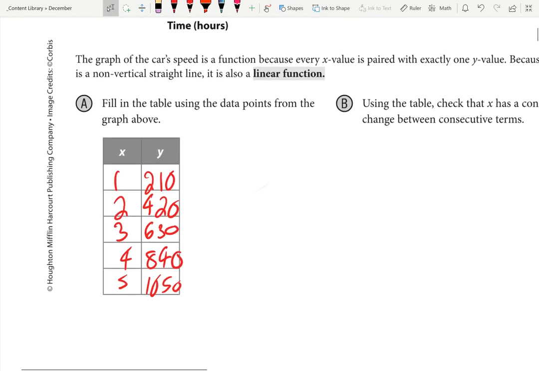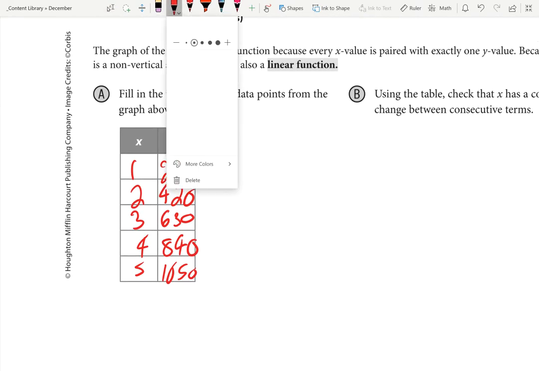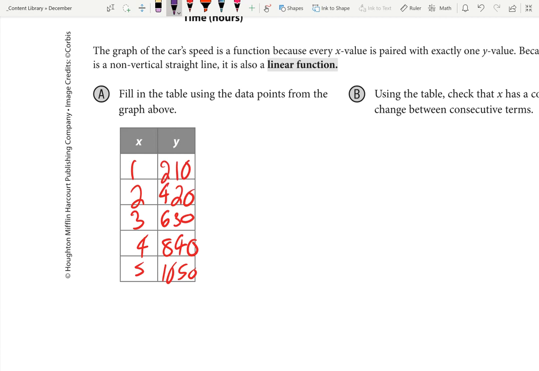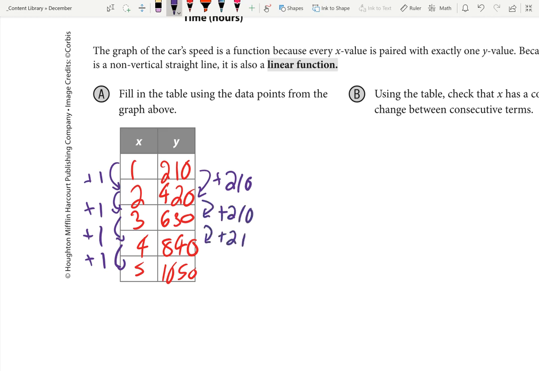Now, looking at this table, we can really see the change in x and the change in y. We can really see that this is linear because a linear function will have a constant change. Being a line, it means it's going to change the same amount every time. So if you look at the x values, notice that the change is plus 1. From each x value to the next, it's increasing by 1 every time. And when you look at the y values, it's increasing by a constant amount as well. It's always increasing by 210, plus 210, plus 210, plus 210.